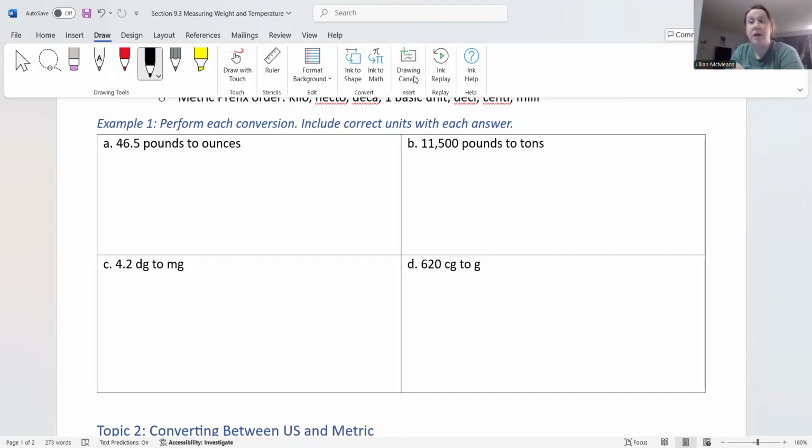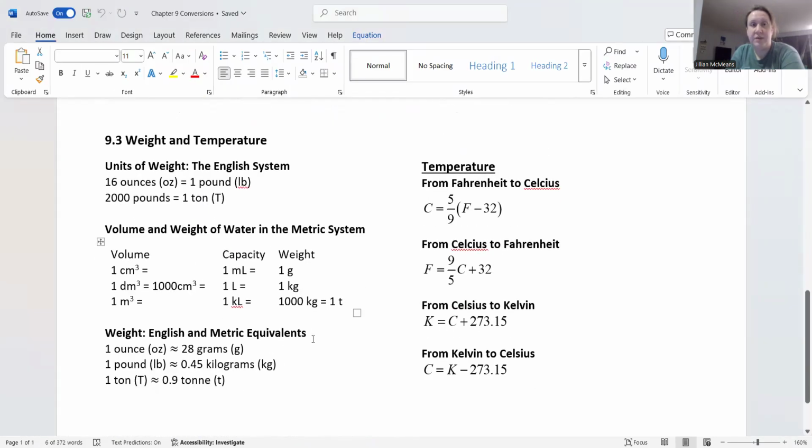Let's just take a quick look at our conversion sheet. So again, if you have me face to face, you will have a printed copy of this. If you have me online, this will be available to you in Moodle. Okay, so we want to scroll down here to 9.3, which is weight and temperature. We have that 16 ounces is equal to 1 pound. 2,000 pounds is equal to 1 ton. That'll help us do those first two parts to example 1.